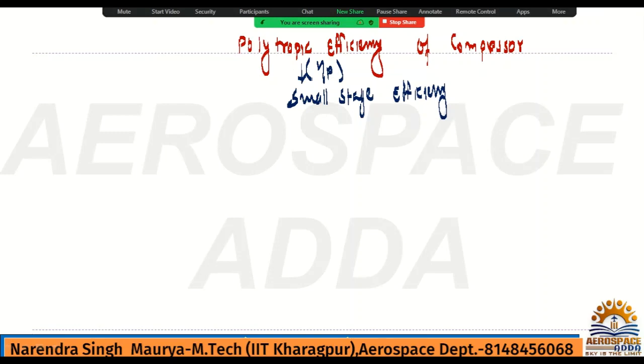If it is multiple stages, like 6, 7, or 8 stages, then one stage among the 8 comes under a small stage. So small stage efficiency is also called polytropic efficiency. Hope this is clear, because this relation is very important: if polytropic efficiency is given, how to get isentropic efficiency, or if isentropic efficiency is given, how to get polytropic efficiency. That is the main motive of giving this data.